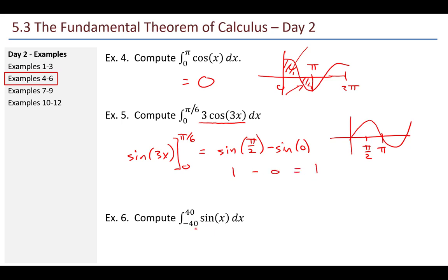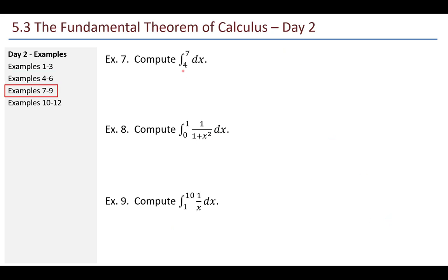How about my third trig integral here? Negative 40 to 40, it looks like there's probably a trick, right? Well, sine is symmetric. And so if I go left a certain amount and right a certain amount, these areas will cancel. And so once again, I have a problem whose answer is 0.